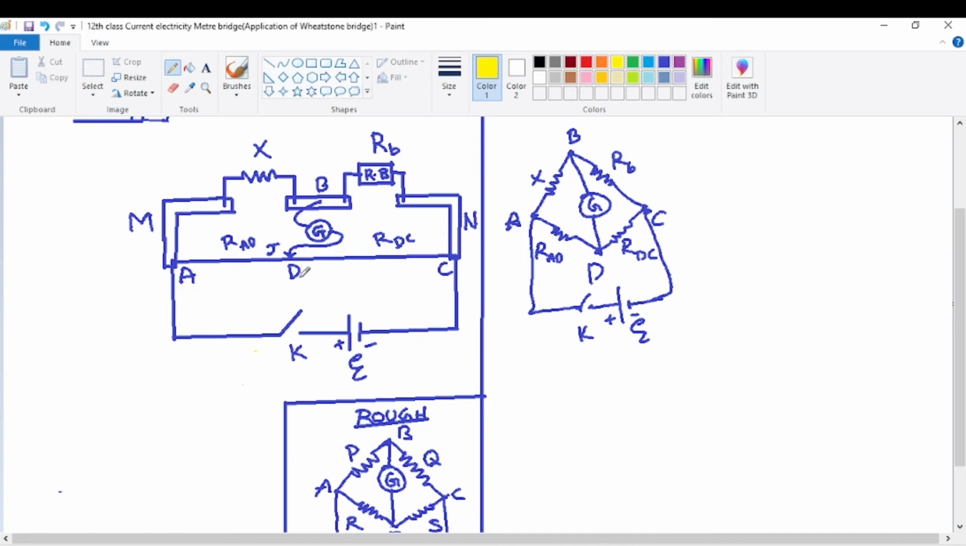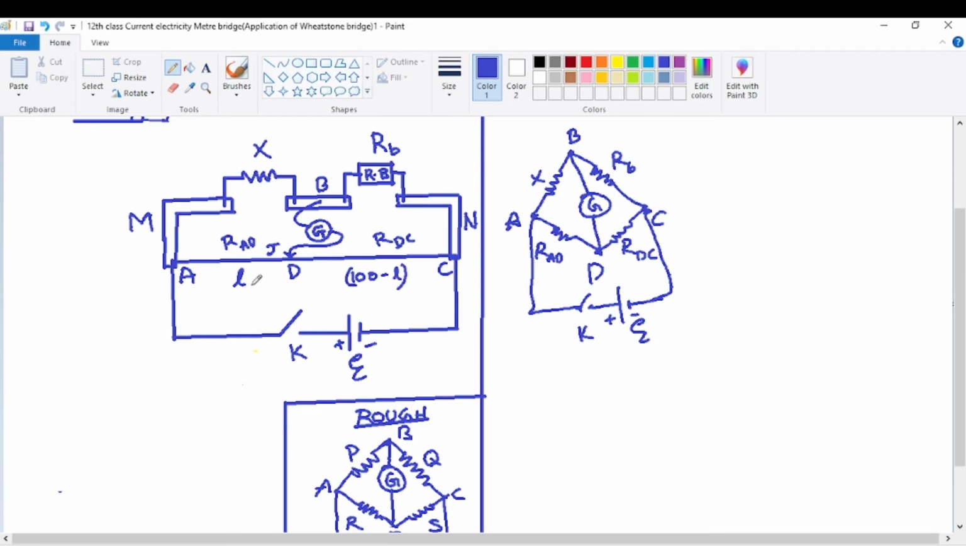So now, once the balancing point D is obtained, this length AD, opposite to the unknown resistance, which is less than the total length of 1 meter, that is 100 centimeters, is called the balancing length. I'll use the same blue color again. This balancing length is noted as L centimeters. The total length AC is 100 centimeters, and this is L centimeters, so the remaining length DC will be 100 minus L centimeters.